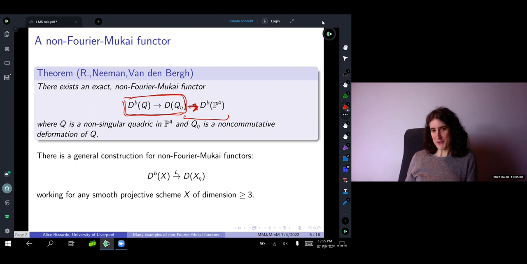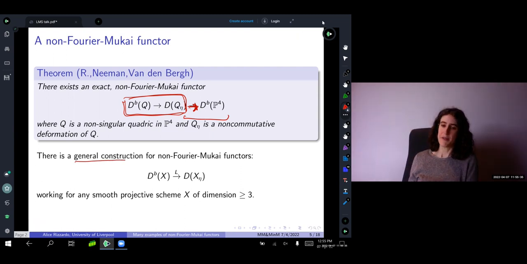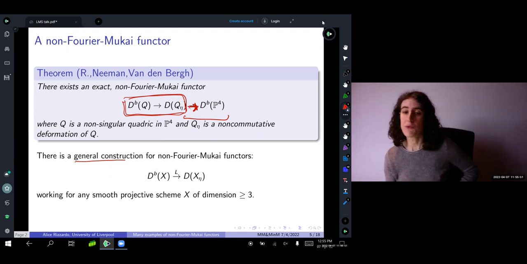But this theorem is not particularly impressive, right? Because it just gives one example. And you may want to complain now, and say, well, you have one example and now you claim that most functors are like that. Where does this come from? One of the reasons for this claim is that this construction is actually very general. And we're going to talk a little bit later about why this general construction can be made to work in more examples.